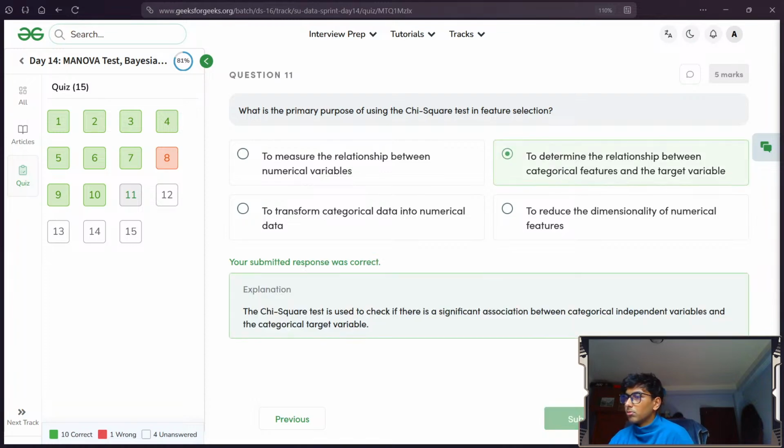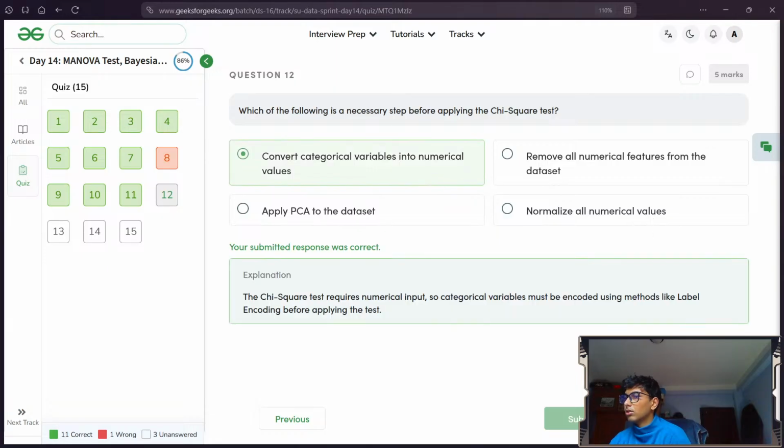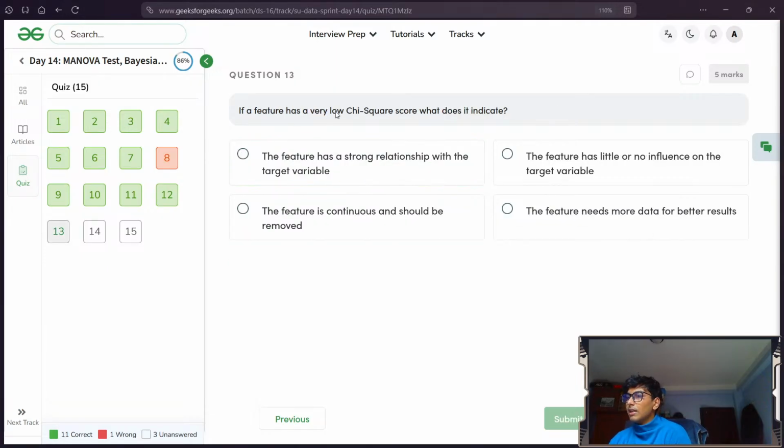Yep, right. Which of the following is a necessary step before applying chi-square test? Convert categorical variable into numerical, remove all numerical features from the data set, apply PCA to the data set, normalize all numerical features. If a feature has a very low chi-square score, what does it indicate? The feature has a strong relationship with target, little or no influence on the target, the feature is continuous, should be removed, needs more data for basic results.